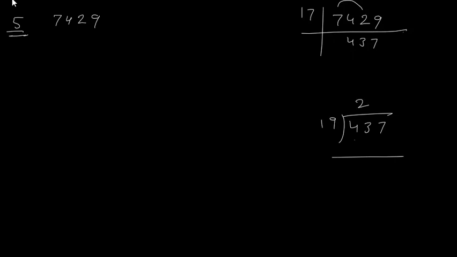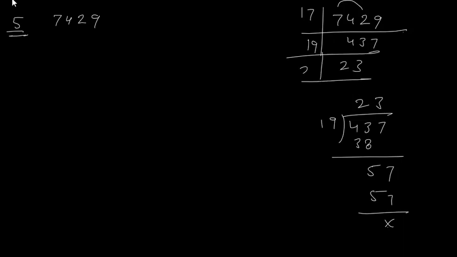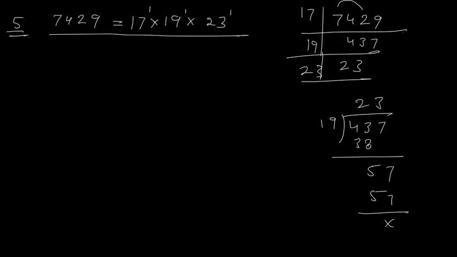19 to the 38. 13 minus 8, 5, 57. And 19 3 the 57. Okay, so here this is 19 and then 23 is remaining. So with 23 I can divide. Okay, so this 7429 you can write as 17 into 19 into 23. So maybe sometime we will find a problem like this, which is a little tedious, right?